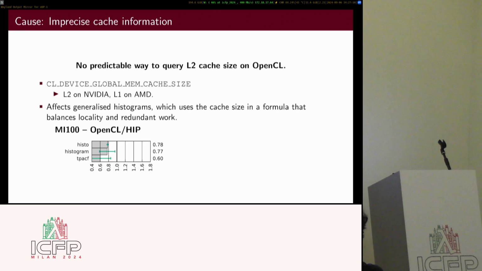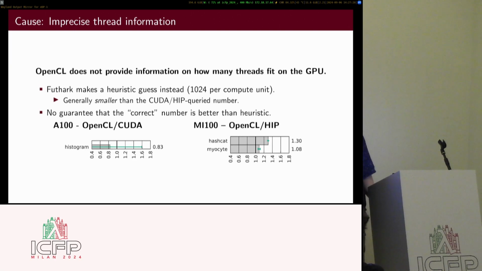And if you treat the level 1 cache size as a level 2 cache size, then you get very bad performance. So instead on OpenCL, on AMD, we don't query for that in the runtime system. It just has a heuristic guessing at what the cache size might be. But it doesn't get it right all the time, as you can see. Similarly, OpenCL doesn't provide a way of querying how many threads are needed to fully take advantage of the GPU. So again, we have a heuristic, which is usually smaller than the correct number and has performance implications.